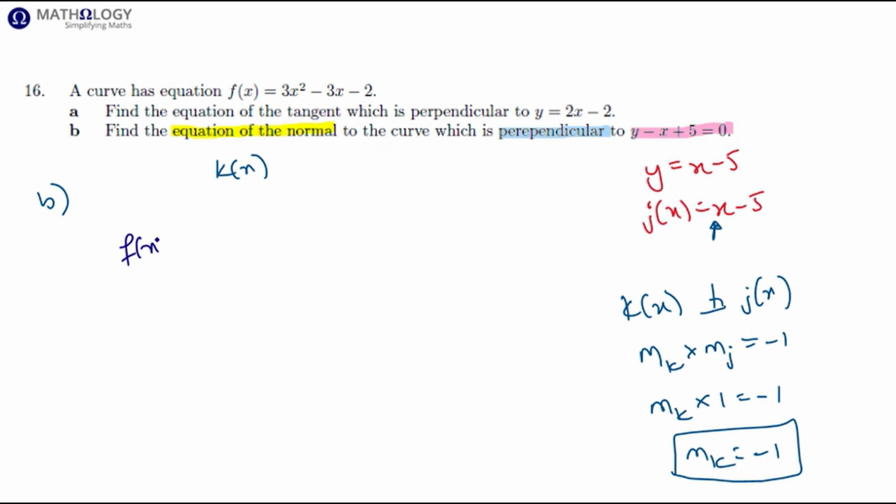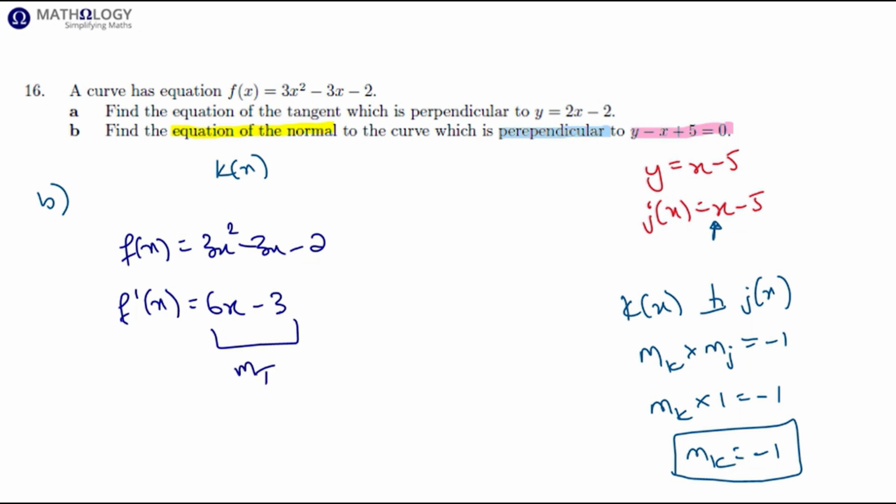Now f of x equals 3x squared minus 3x minus 2. We know that when we differentiate a function, we're going to get the gradient function, the gradient of a tangent. So f prime x will be 6x minus 3. 6x minus 3 represents the gradient of the tangent to f at a particular point. Now, the gradient of k, our normal, is negative 1. That means that the gradient of the tangent is going to be 1.